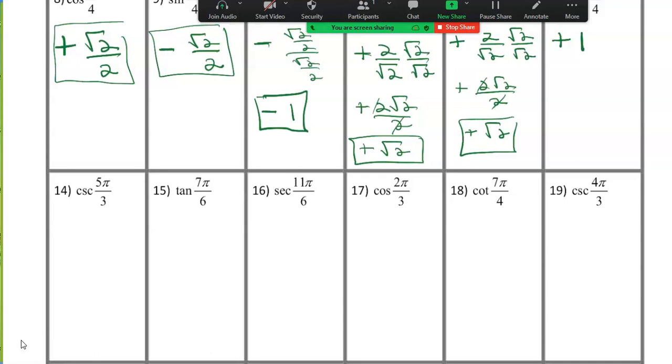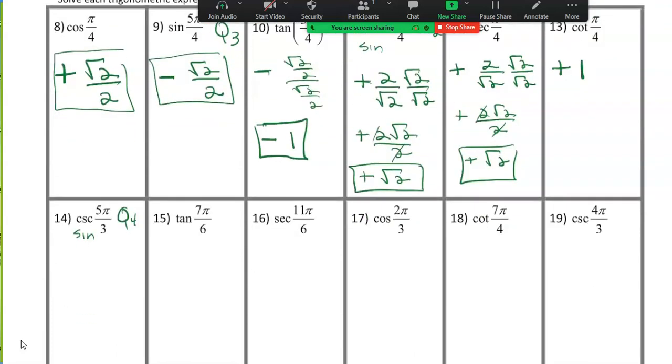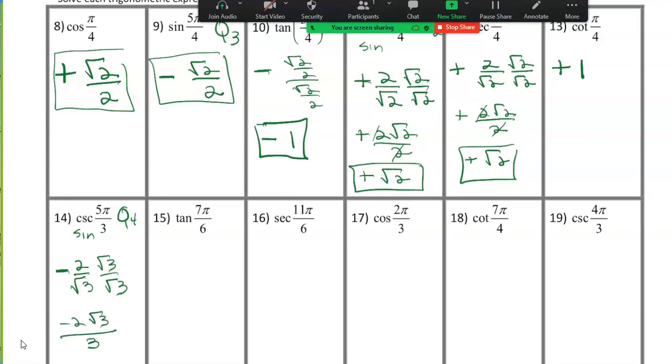Okay, cosecant of 5 pi over 3. 5 pi over 3 is in quadrant 4. Cosecant goes with sine. Sine is negative in quadrant 4. Give yourself a negative value. Now, it's the reciprocal of sine. So go to pi over 3 and take your sine value, which is root 3 over 2, and flip it over. Then you're going to rationalize it. Once you rationalize this, you should have this for your final answer.